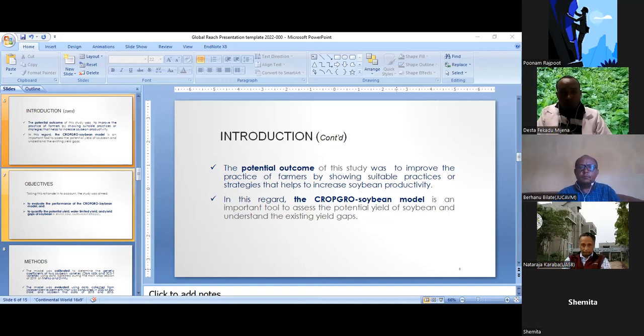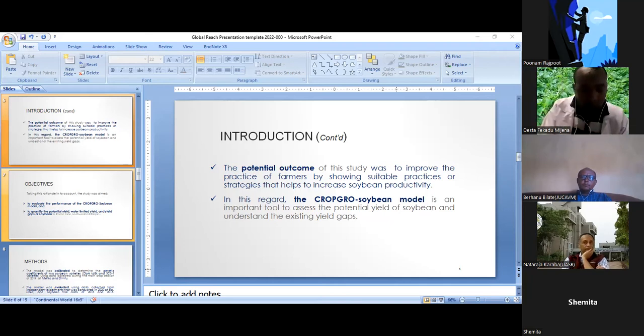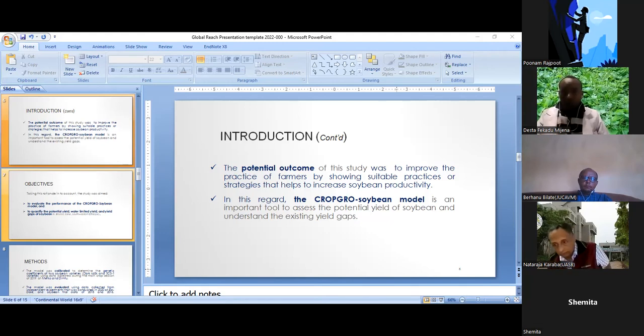Previous studies have addressed this problem through varietal improvements. However, none have studied the yield gap and the extent to which those factors cause yield gap on this crop. Therefore, quantifying yield gap and the main causes can help to identify possible solutions to reduce the gap and to enhance the productivity of soybean in this production area. The potential outcome of this study was to improve the practice of the farmers by showing suitable practices or strategies that help us to increase soybean productivity.